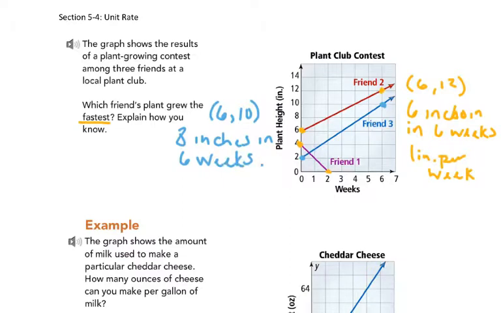So if I want the unit rate, I would figure out how tall it grew each week. So I'm going to do 8 divided by 6, which is 4 divided by 3 if I use equivalent fractions. So that's 1 1/3 inch per week. So if I want to know which friend had a plant that grew the fastest, I would say it's friend 3 because of its unit rate.